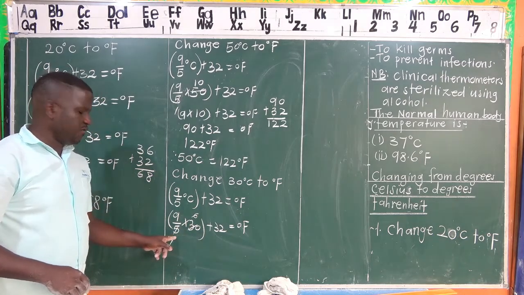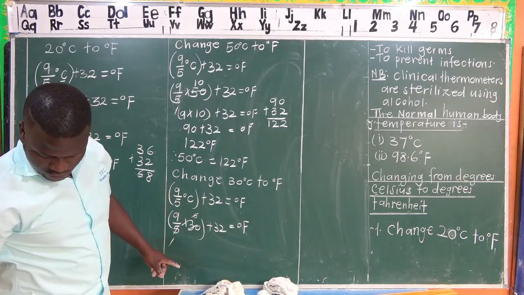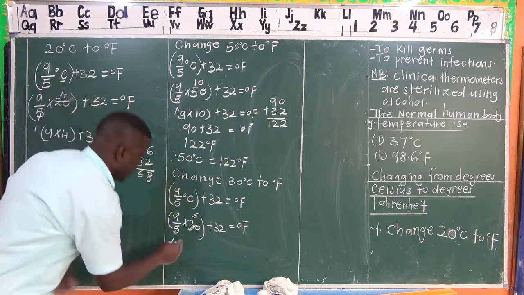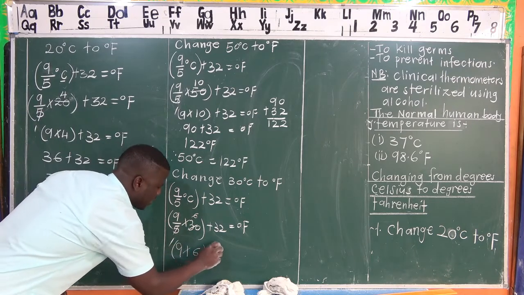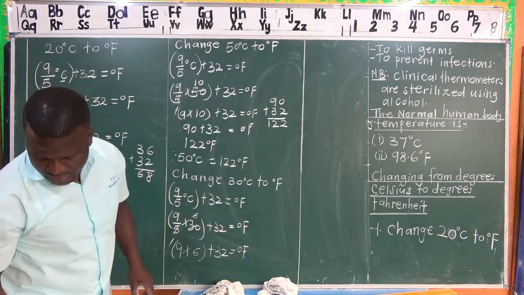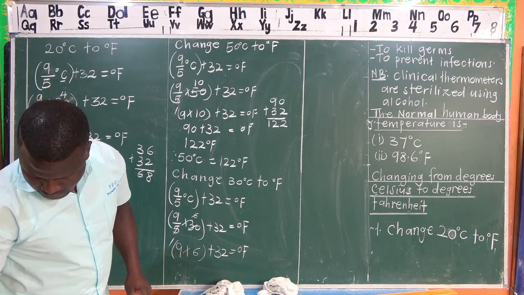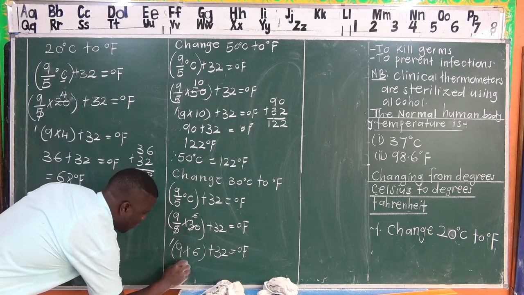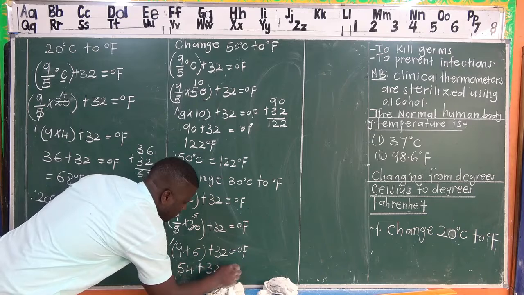So 5 into 5, it is 1. Then 5 into 30, you find that it is 6. So we shall say 9 times 6 into brackets plus 32 equals degrees Fahrenheit. So that's the formula. Then you come and say 9 times 6, it is 54. 54 plus 32 equals degrees Fahrenheit.